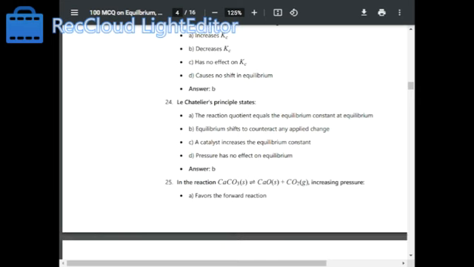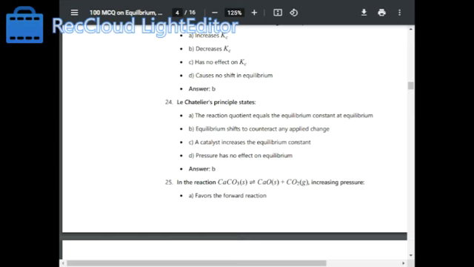Question number 24. Le Chatelier's principle states: Option A, the reaction quotient equals the equilibrium constant at equilibrium. B, equilibrium shifts to counteract any applied change. C, a catalyst increases the equilibrium constant. D, pressure has no effect on equilibrium. The correct answer is B, equilibrium shifts to counteract any applied change. Option B is correct.